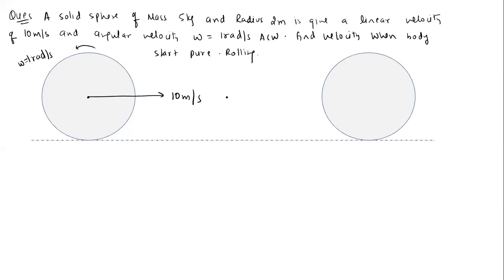A solid sphere of mass 5 kg, radius 2 meters, is given a linear velocity of 10 meter per second and angular velocity of 1 radian per second. Find the velocity when it starts pure rolling. We can find all the points also. We can find the time before it starts pure rolling, and we can also find the work done by the friction. But for now you find this only.